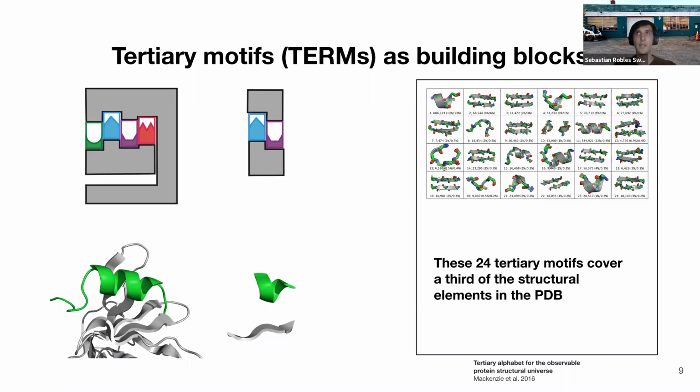So here they just identified the most common tertiary motifs in the PDB, which, if you guys look at a lot of proteins, probably look really familiar to you, like beta strands next to one another, alpha helices interacting, that kind of thing. Surprisingly, only 24 of these are necessary to cover a third of the structural elements in the PDB. So they're highly recurring, and they're potentially also useful for designing peptide protein interfaces. That's what we hypothesized with this project.